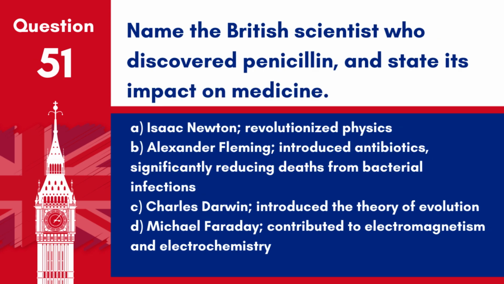Question 51. Name the British scientist who discovered penicillin and state its impact on medicine. A. Isaac Newton, revolutionized physics. B. Alexander Fleming, introduced antibiotics, significantly reducing deaths from bacterial infections. C. Charles Darwin, introduced the theory of evolution. D. Michael Faraday, contributed to electromagnetism and electrochemistry. Answer: B. Alexander Fleming's discovery of penicillin in 1928 revolutionized medicine by introducing the era of antibiotics.